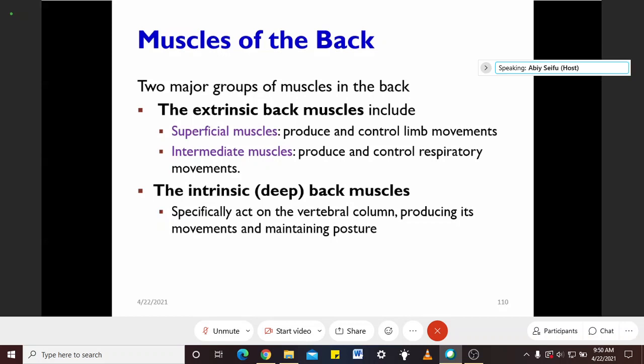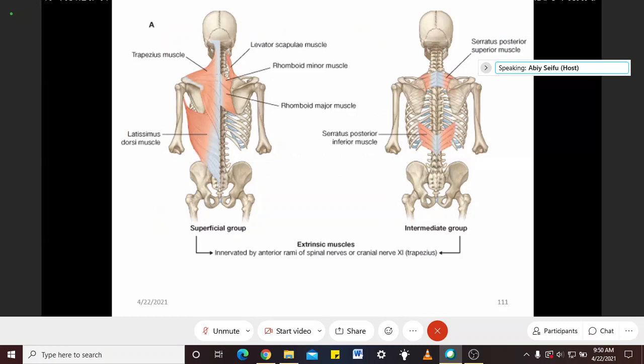That means that they control the volume of the thoracic cavity. That helps inspiration. Let's see those muscles. Those are the superficial muscles.